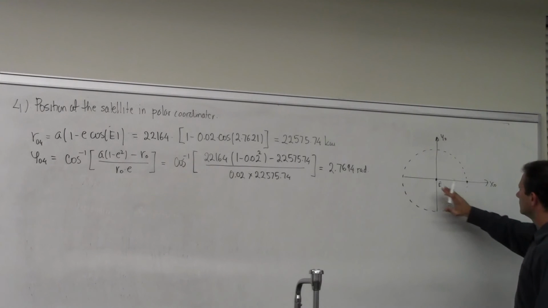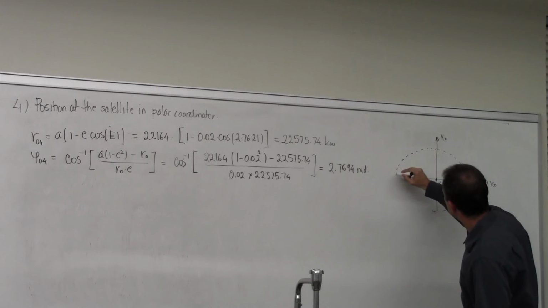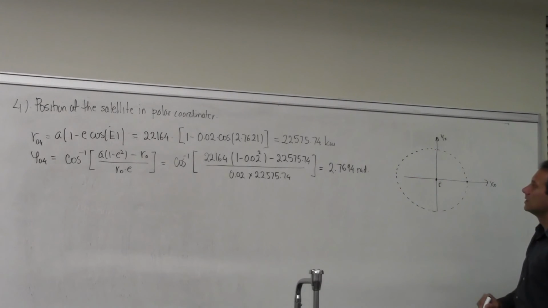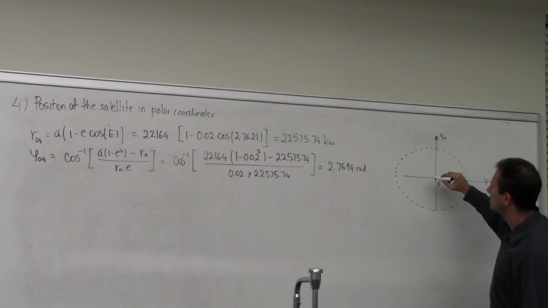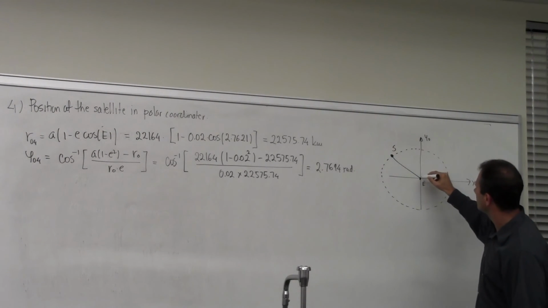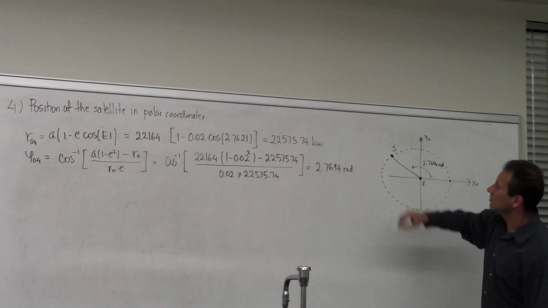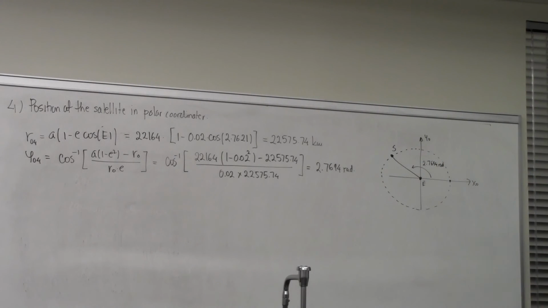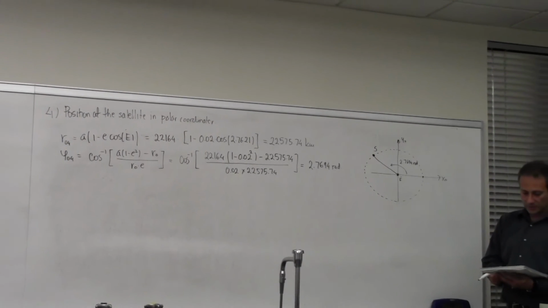I should maybe exaggerate a little bit and make it more of an ellipse. So if you look at it angularly, this is pi, so you're going to be in this direction. The satellite is going to be somewhere here. This angle here is going to be 2.7694 radians, and this distance is going to be 22,000 kilometers. And there is a calculation for the other time as well.